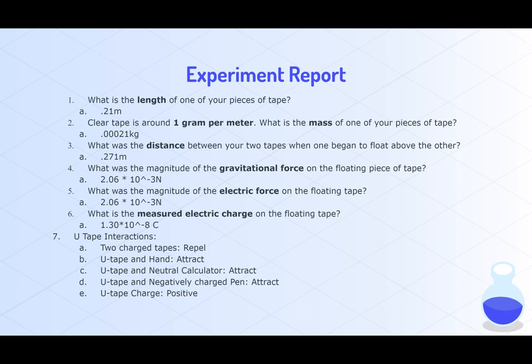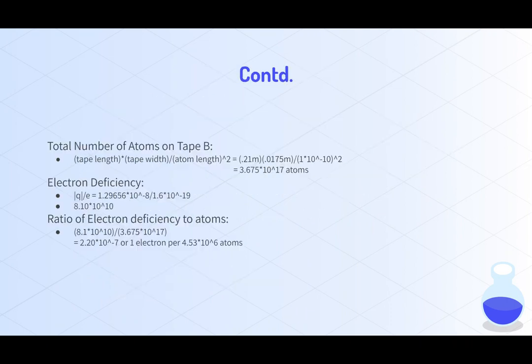Since the net force on the tape was zero, the gravitational force equaled the negative electric force, both being 2.06 times 10 to the negative 3 newtons, yet the gravitational force was in the negative y direction while the electric force was in the positive y direction. The measured electric charge was 1.3 times 10 to the negative 8 coulombs. For the U-tape interactions, the U-tapes repelled each other, the U-tape attracted to my hand, the neutral calculator, and the negatively charged pen, which made me determine that the U-tape had a positive charge.